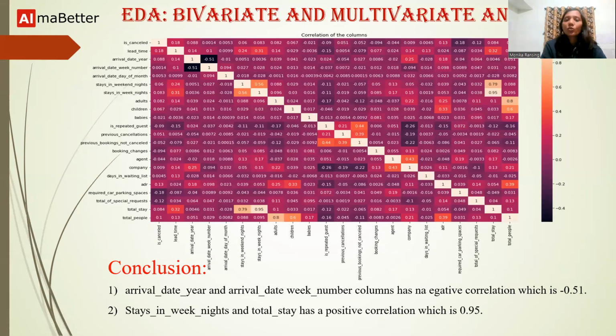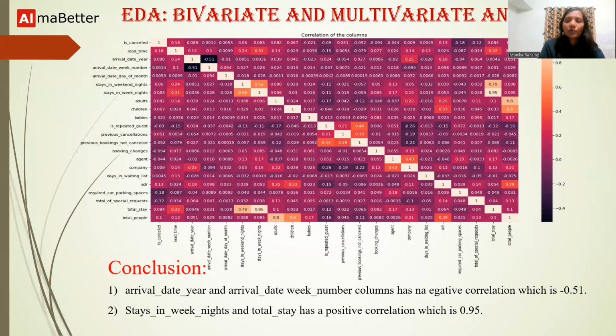Okay, so here is the correlation of the columns, and this correlation is shown by a heat map. From this heat map I got some conclusions: arrival date year and arrival date week number columns have a negative correlation with each other, and that correlation is minus 0.51, and stays in week nights and total stay have a positive correlation, and that correlation is 0.95.